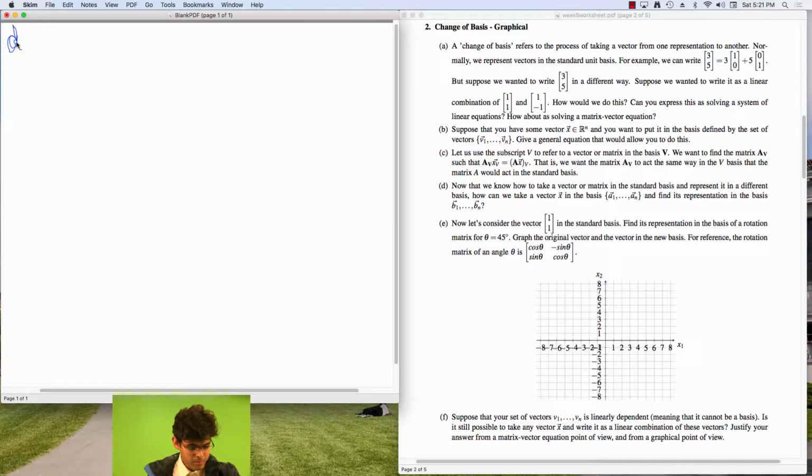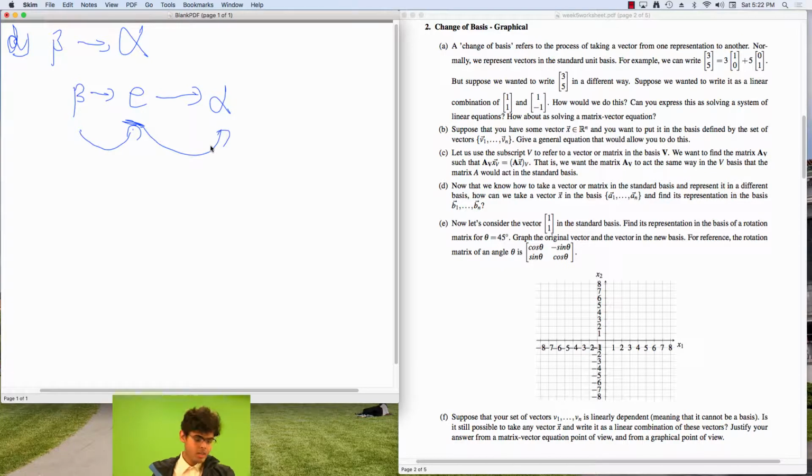All right, so for part D, up until now we've only been going between some basis beta and the standard basis. But now we have to convert between two bases. So let's say you're given a vector in a basis beta, and you want to convert it to something in a basis alpha. How do you do that? Given what we have learned already, one way would be to go from beta to the standard basis, and then go from the standard basis to alpha. So we use the standard basis as a midpoint. And that's it.